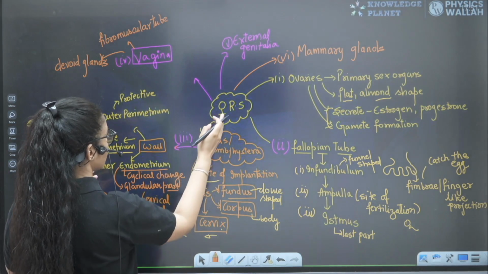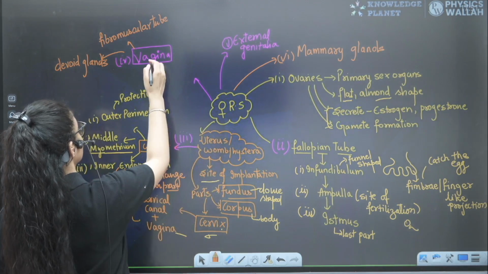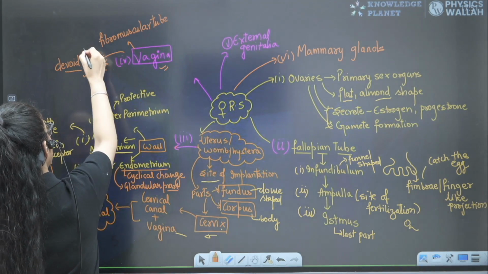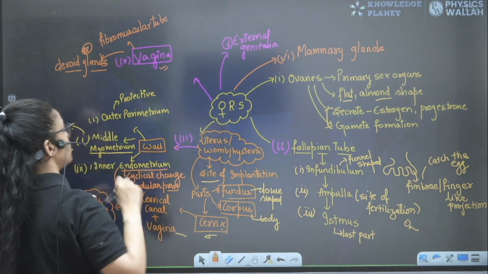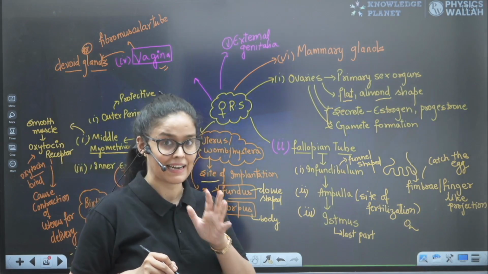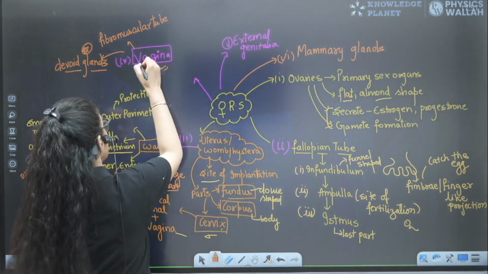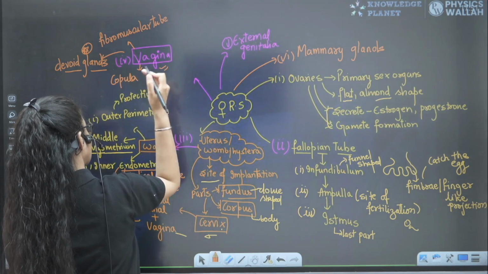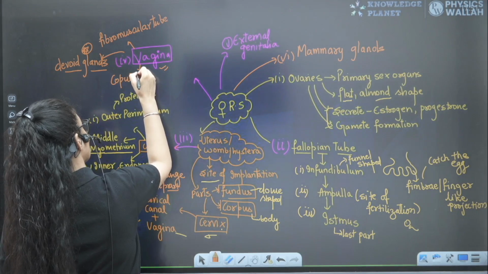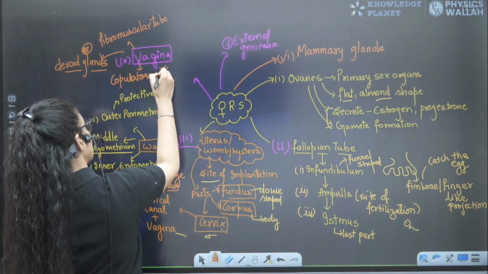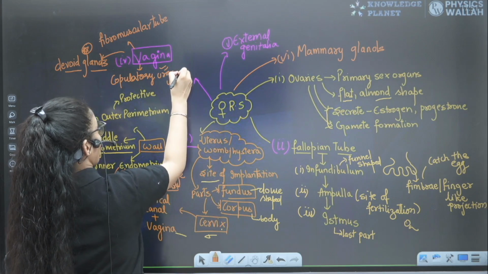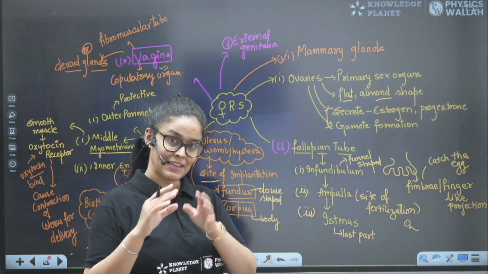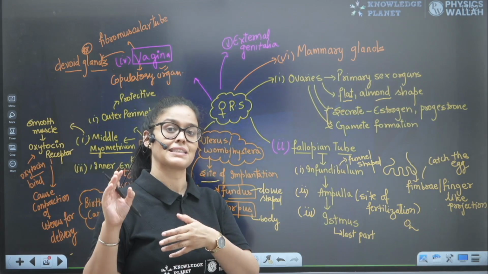The next part of the female reproductive system after the uterus is the vagina, a fibromuscular tube, and it doesn't have any glands, very important for NEET. So vagina doesn't have even a single gland, right? And it is also known as the copulatory canal because semen is injected into the female from here, right? So it is also known as the copulatory organ or copulatory canal. Along with the cervical canal, it is known as the birth canal.